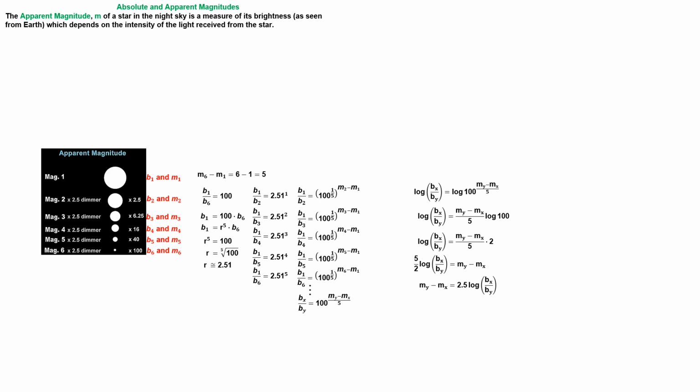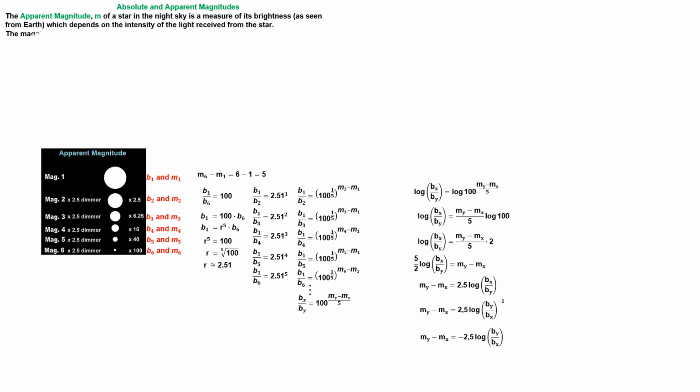Swapping the right and left-hand sides of the equation, we obtain this. If you take the inverse of the fraction, the logarithm becomes negative. Thus, the minus sign ensures that magnitudes are a measure of faintness. If by is less than bx, star y is fainter than star x, then the brightness ratio is less than 1, and the log of the ratio is negative. So my minus mx is positive, and the fainter star has the larger magnitude, as expected.